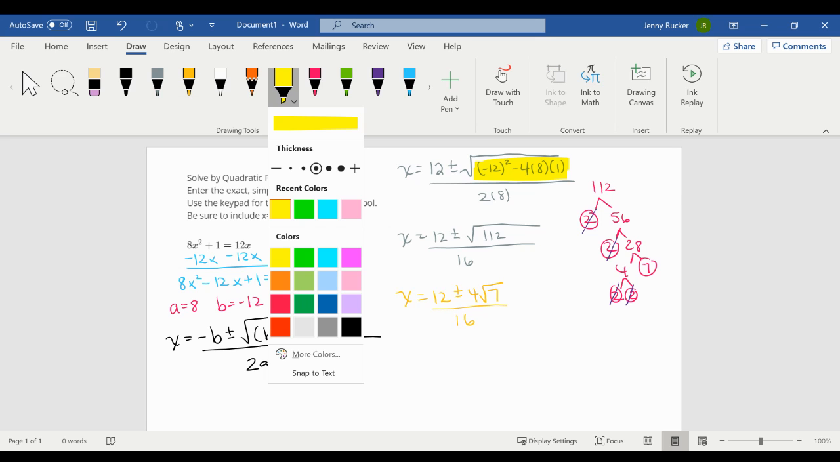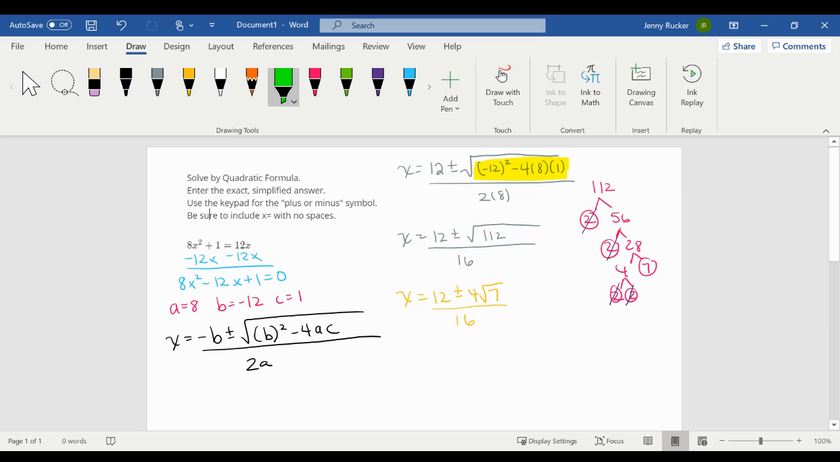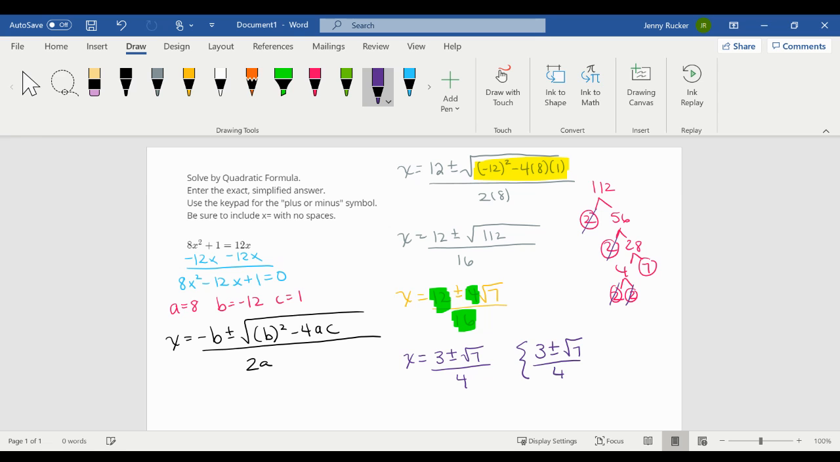Now that we've simplified the radical, we can simplify outside of the radical. So outside of the radical, we have a 12, a 4, and a 16. Each of these values, 12, 4, and 16, are divisible by 4. So 12 divided by 4 would be 3. 4 divided by 4 is 1, so that just leaves root 7. 16 divided by 4 is 4. So our solutions are 3 plus or minus the square root of 7 over 4.